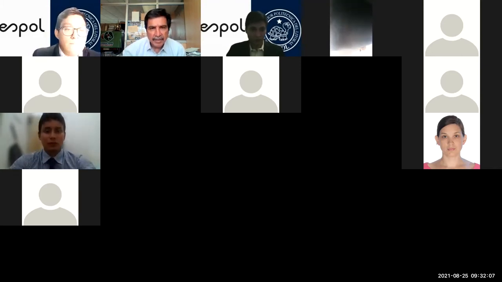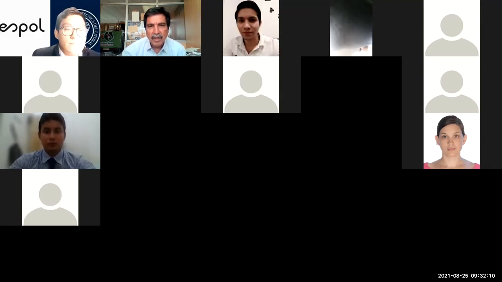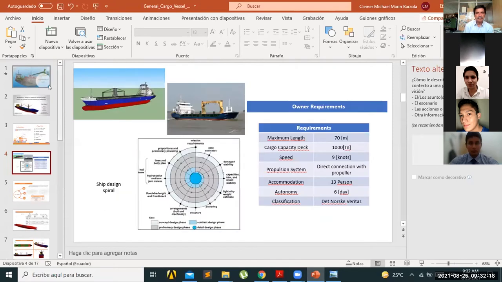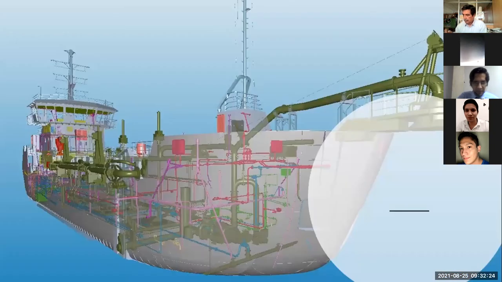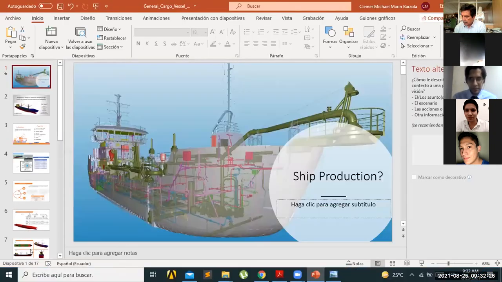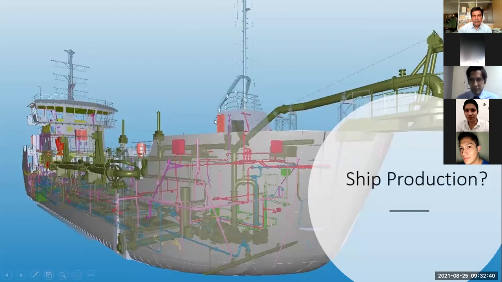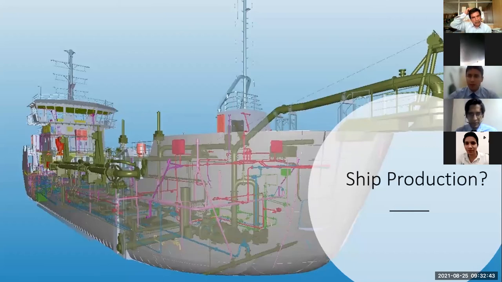Now we're going to listen to Mr. Marin and Mr. Roa about the design of the general cargo vessel for the Galapagos. Please, 10 minutes. Can you hear me first? Yeah, I can hear you. Okay, well, can you see my screen? Yeah, we can see you. We can go on.